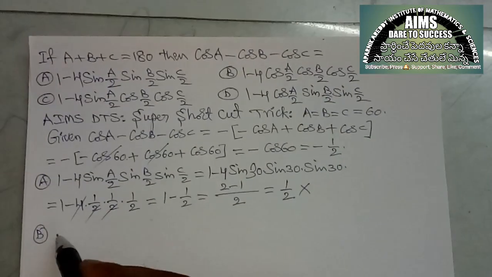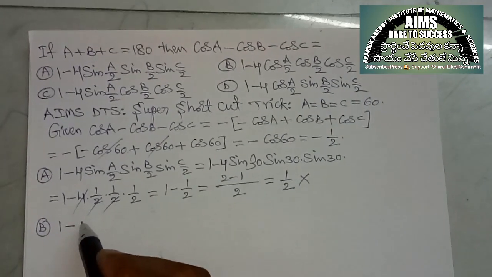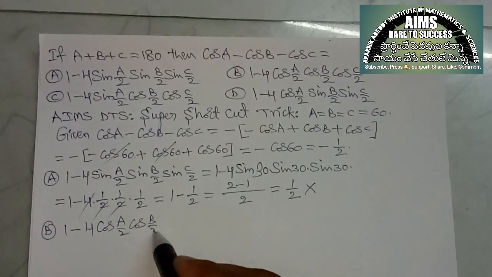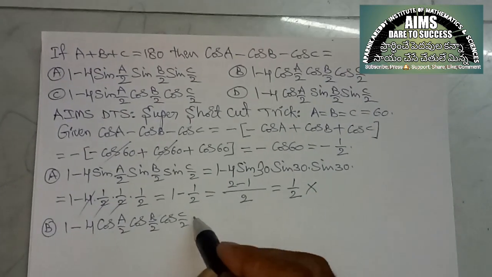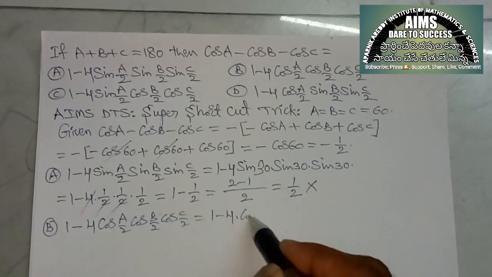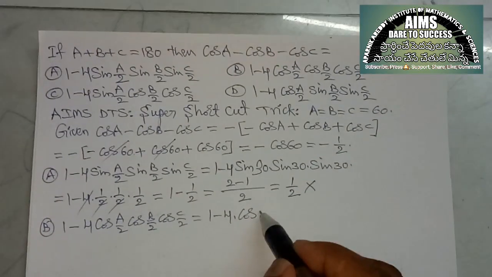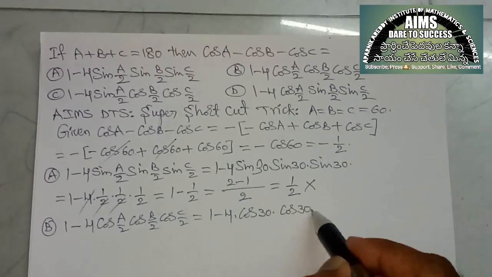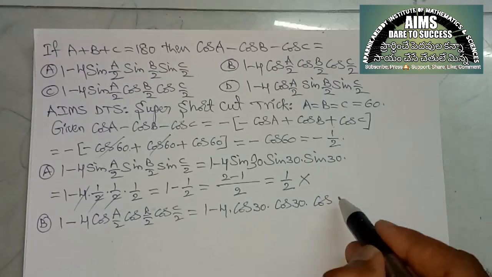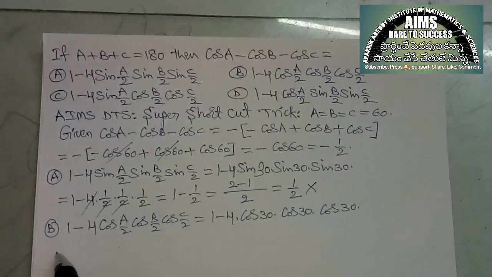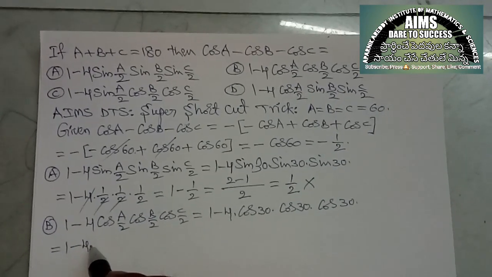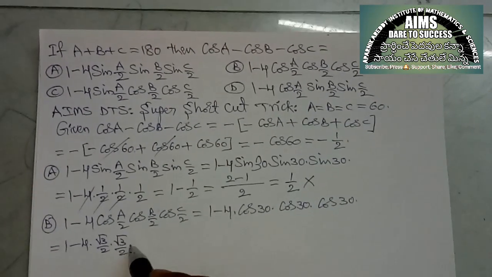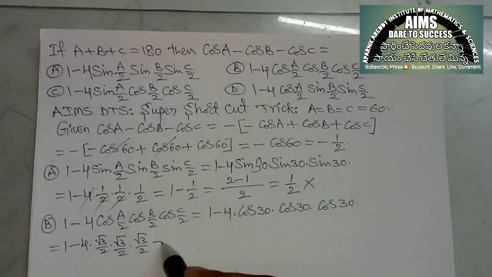Next, go to option B. Option B value is 1 minus 4 cos A by 2 cos B by 2 cos C by 2. That equals 1 minus 4 into cos of A by 2, 60 by 2 is 30, into cos of B by 2, 60 by 2 is 30, into cos of C by 2, 60 by 2 is 30. That is 1 minus 4 into cos 30, root 3 by 2, cos 30, root 3 by 2, cos 30, root 3 by 2.